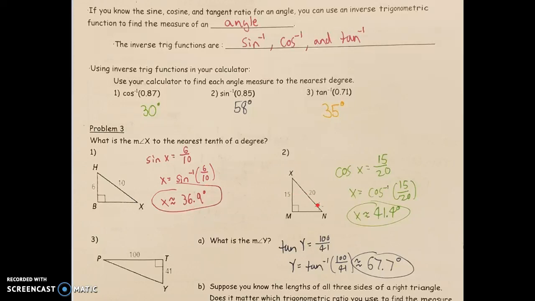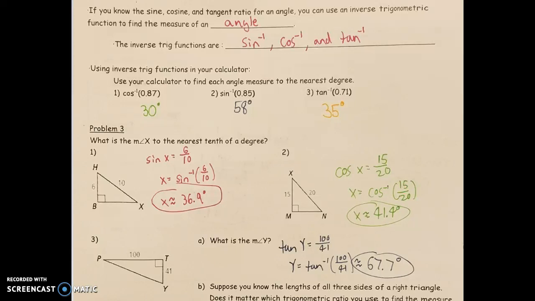Same thing on number 2. This time, if I still want to find angle x, this time I'm given the side that's adjacent, not the opposite. So adjacent and hypotenuse should be cosine instead of sine. So if I set that up as the cosine of x is 15 over 20, adjacent over hypotenuse. Same thing, since I'm looking for an angle, I want to use an inverse cosine function. So inverse cosine of 15 over 20 should get us about 41.4.